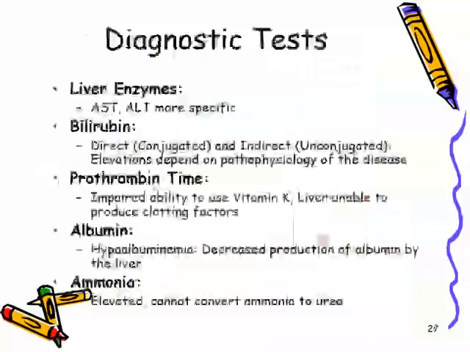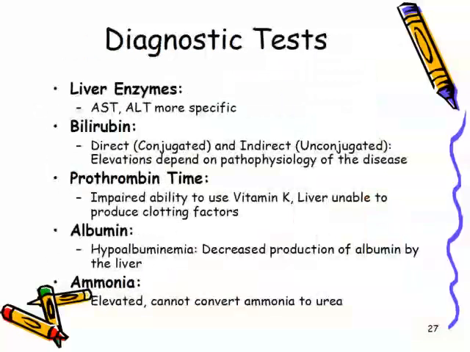Some diagnostic tests that we can look at to assess the function of the liver would be the liver enzymes. AST and ALT are probably the most specific. We can look at total bilirubin counts, either direct or indirect, and also prothrombin time. Remember, the liver handles clotting, so we can look at whether it's able to use vitamin K and produce those clotting factors as it should.